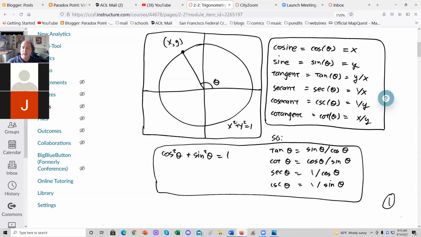Okay, a couple of things. X squared plus y squared equals 1. X is cosine, y is sine, so therefore cosine squared plus sine squared equals 1. That's known as the Pythagorean identity.